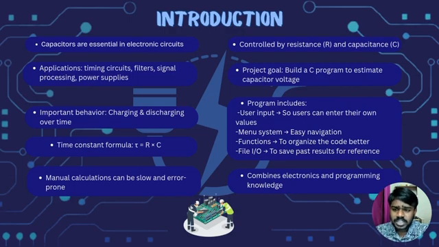Manual calculation can be slow and error prone, especially when the values change frequently. So we control it by resistance and capacitance. The two values decide how fast or slow the process is. The project goal is to build a C program to estimate capacitor voltage, which makes it easier to calculate and understand the behavior.